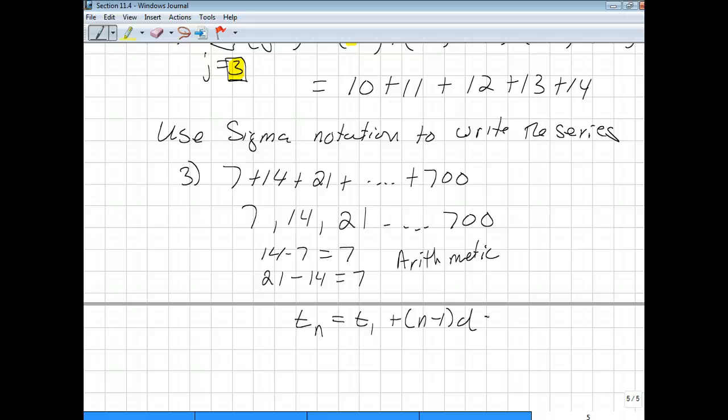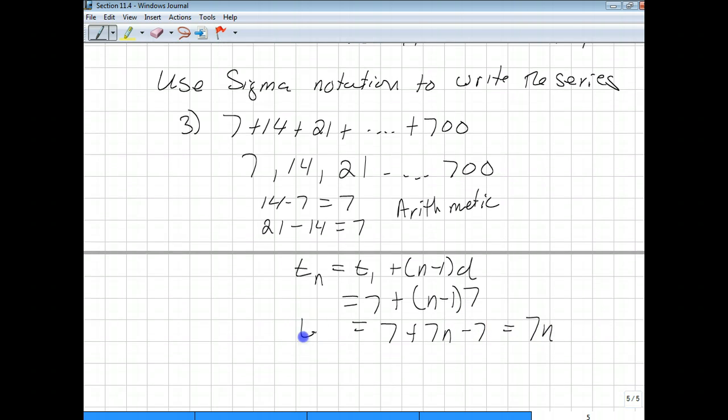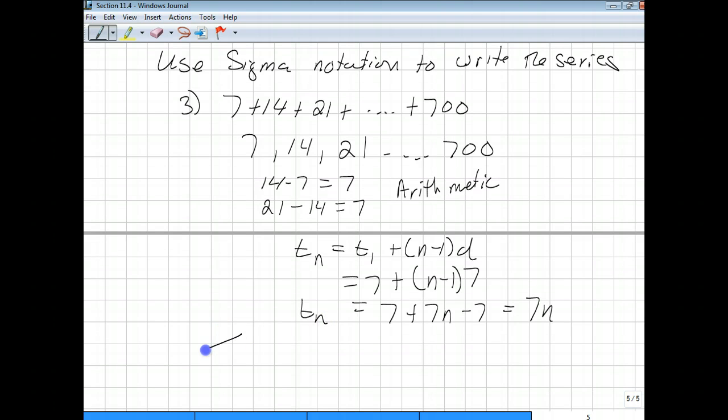Okay, so t1 is 7, n minus 1, and the common difference is also 7. So I get 7n is the rule. Okay? So in sigma notation, I have the sum from n equals 1 of 7n. But then I need to know, where am I stopping?